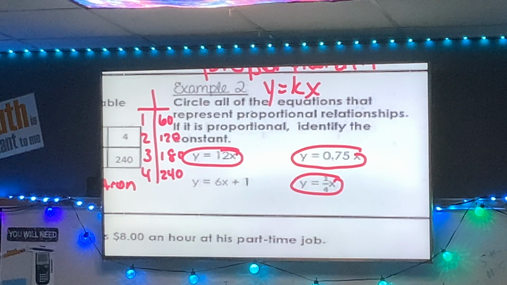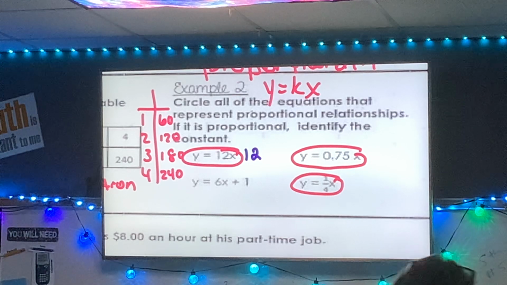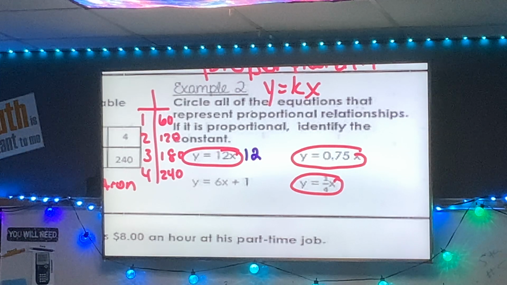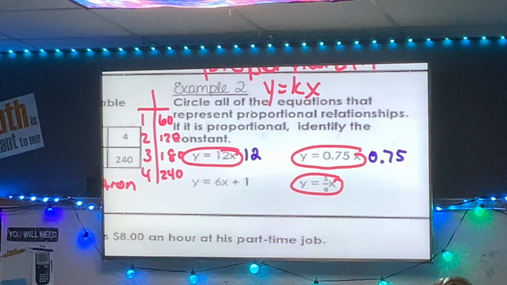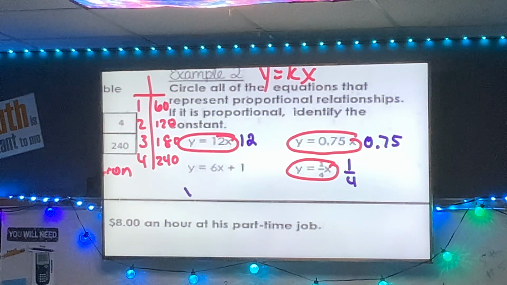Now we're going to write the constant of proportionality. That's just, what's the slope? What's the number in front of the x? That's all it is, with it being proportional. So, this one, do you see, is 12. What is the one of y equals 0.75x? It would be 0.75. And what is 1/4? Now I'm going to add one here, and you're going to see why when you get to your work today. Add this one.